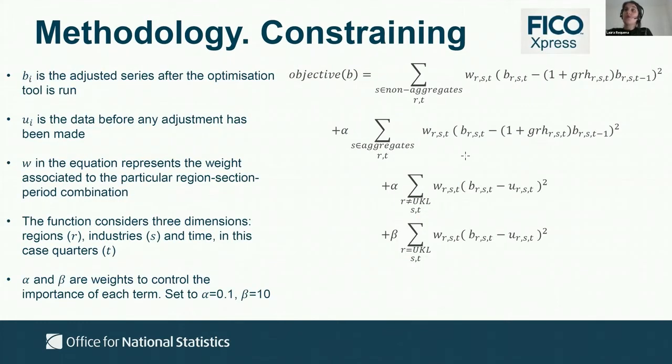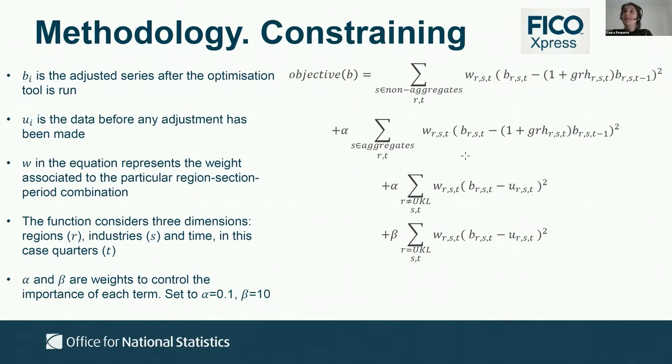So this is our objective function. Beta is the adjusted series after the optimization tool is run, so our final output. U is the data before any adjustment has been made. W in the equation represents the weight associated to the particular region-section combination, and its value is 1 over the unadjusted value squared, to which upper and lower cutoffs are applied for numerical stability. The purpose of this weight is to make changes to small variables expensive for the software and changes to large variables cheap. As a result, large variables can be adjusted by a large amount, while small variables will preferably be adjusted by a smaller amount.